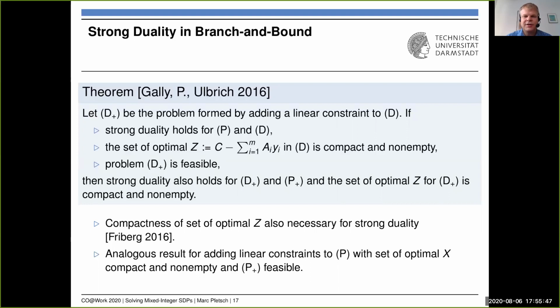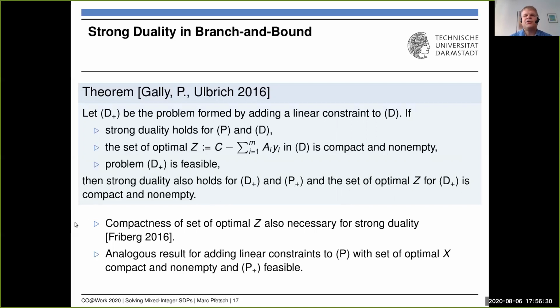So now, if strong duality holds for the primal and the dual, so their objective values are equal, and the set of optimal Z matrices of this form in the dual is compact and non-empty. Moreover, this problem D plus with the additional linear constraint is feasible. Then strong duality also holds for our dual D plus and the corresponding dual that is called P plus. And the set of optimal matrices Z for this new problem D plus is compact and non-empty. So this property of being compact and non-empty is retained.